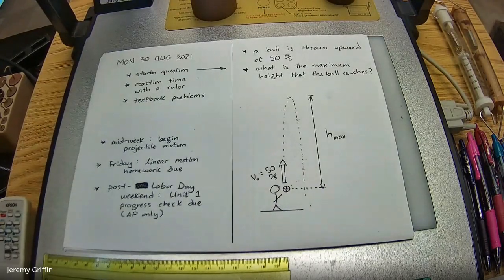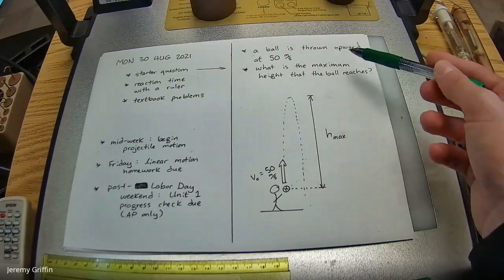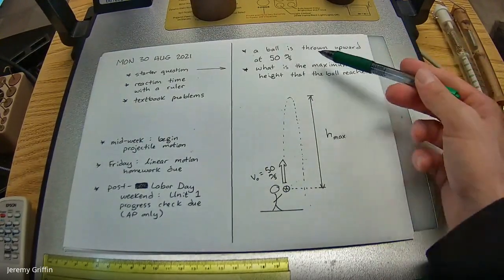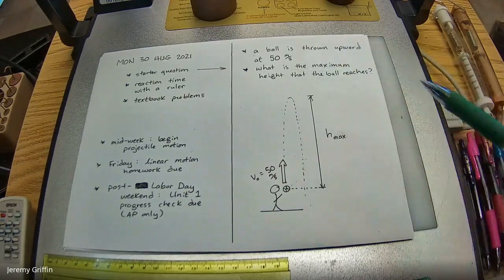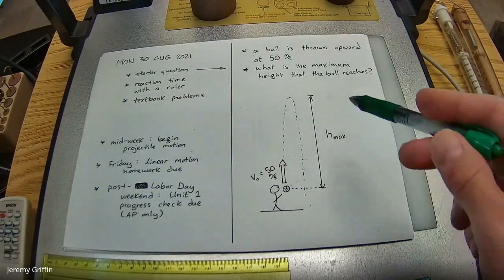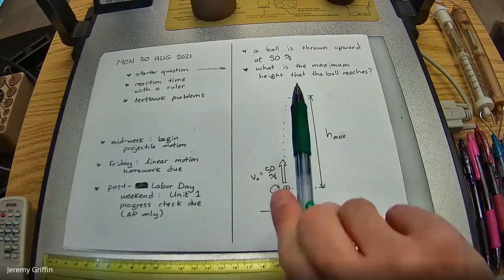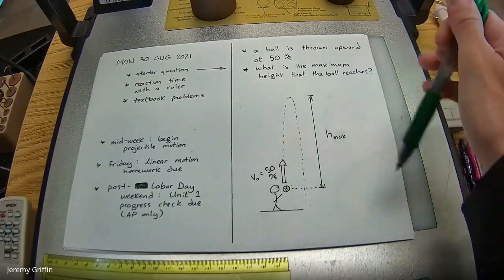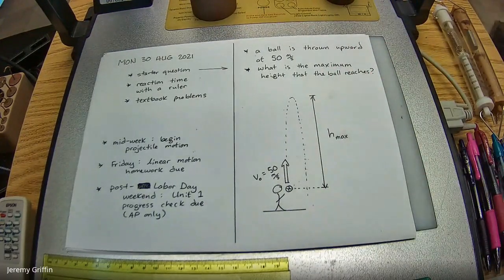All right, let's take a look at this question. We've got a ball thrown upward at 50 meters per second. I checked that, by the way, it comes out to about 112 miles per hour. So let's say you could stand on the ground and just absolutely Nolan Ryan launch this ball straight up. How high would that ball go? What would the maximum height of that ball be?